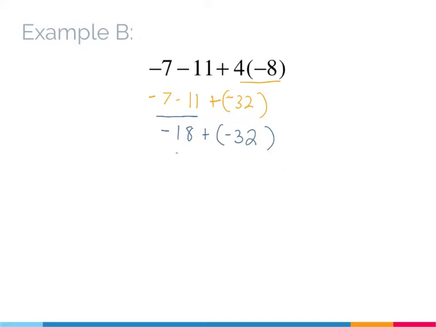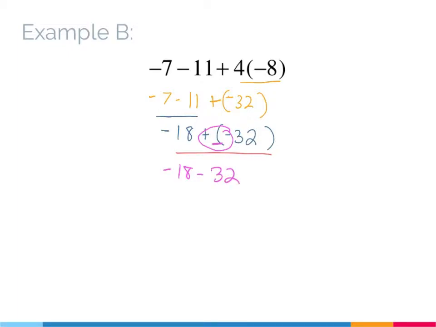So I'm going to be underlining that because that's the step I'm going to be working on. Now I've got double signs. I've got a plus sign and I've got a negative sign. So I have to clear them before I can add them together. So I've got a plus and a minus. That's going to give me a minus. So I'm going to rewrite that problem. -18 minus 32. That's a little easier to understand now.